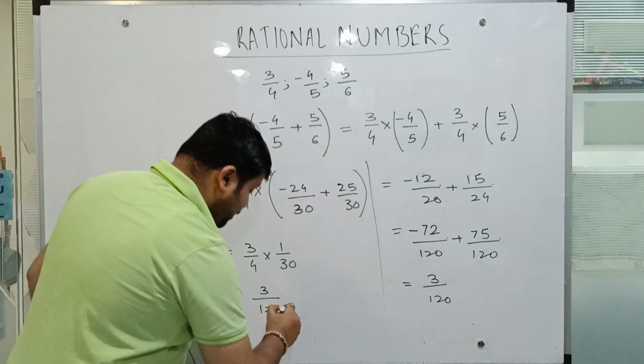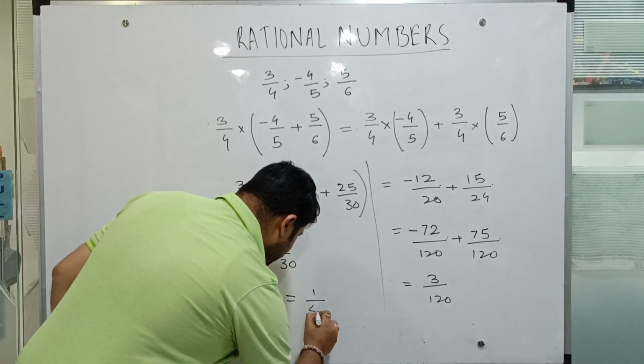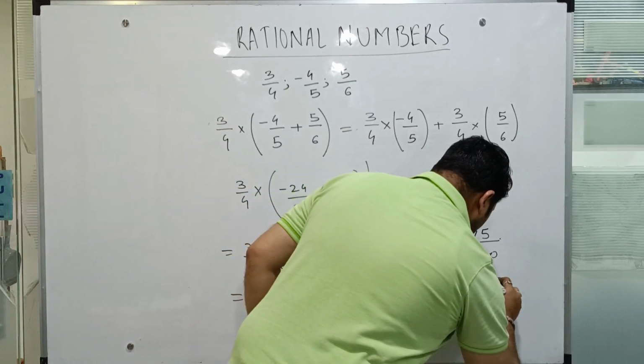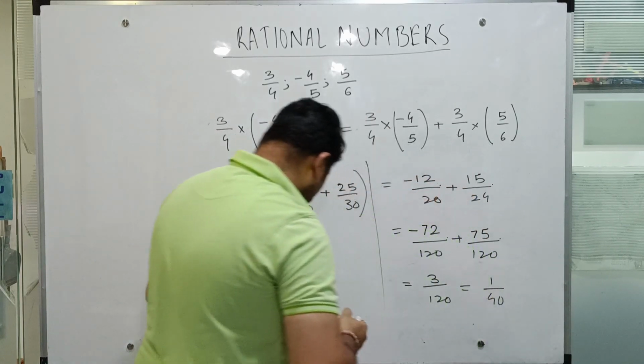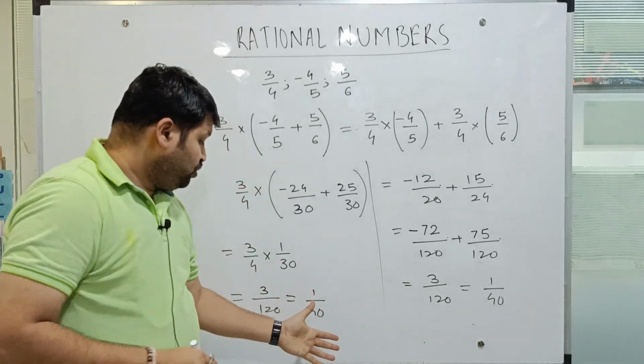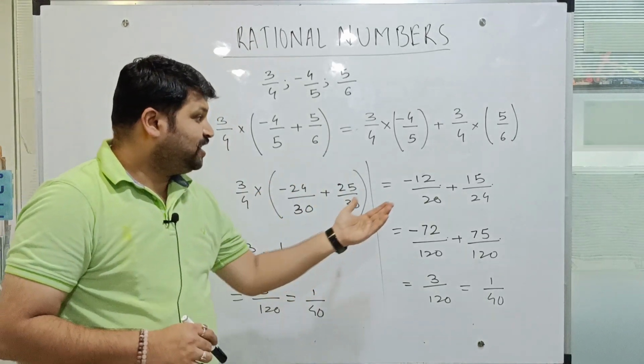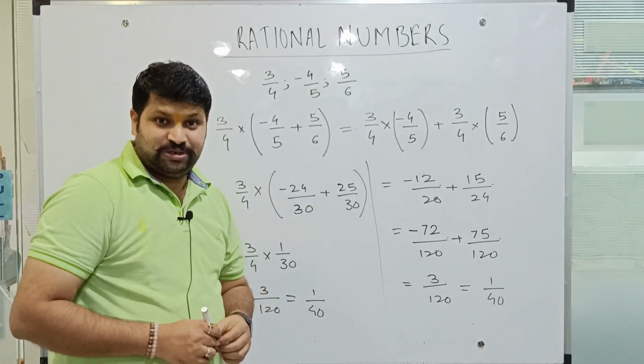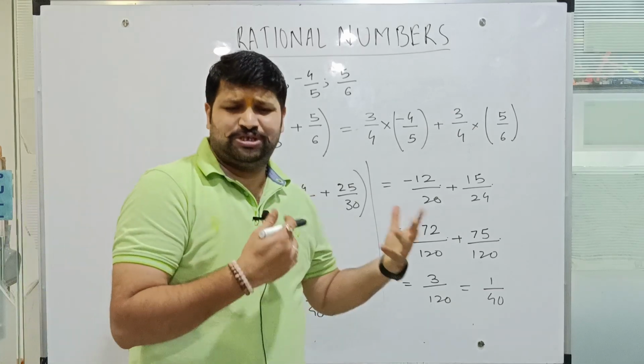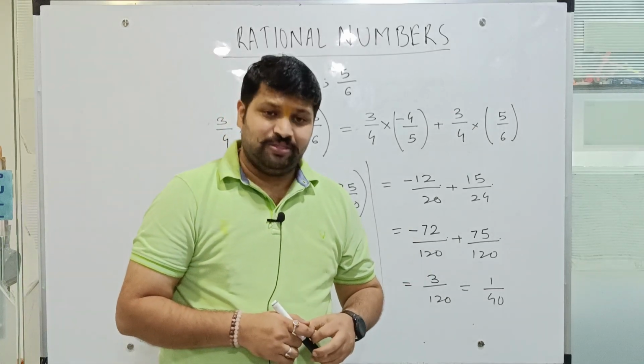Or we can further write this as 1 upon 40, and this also as 1 upon 40. So this is in the standard form. So if you see in both the cases, we got exactly the same answer. Now we can do exactly the same thing with subtraction and we get the same answer.